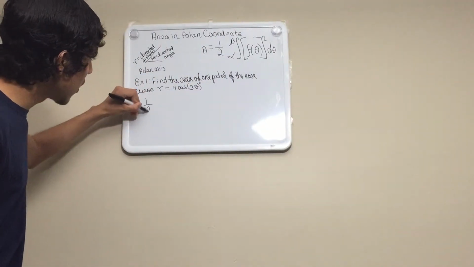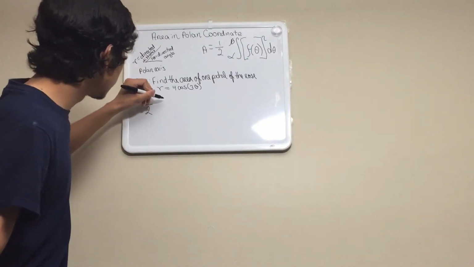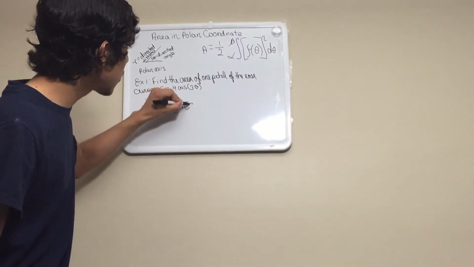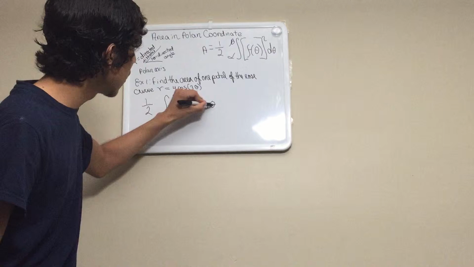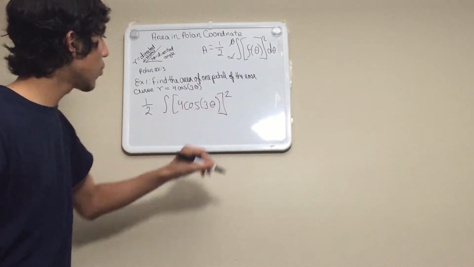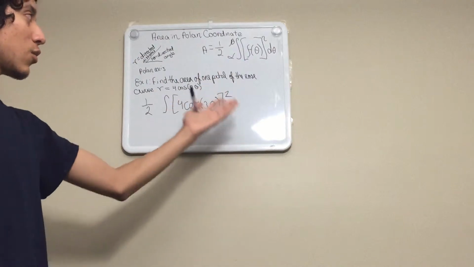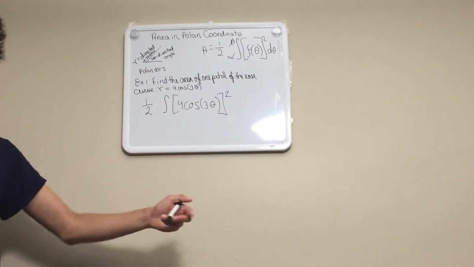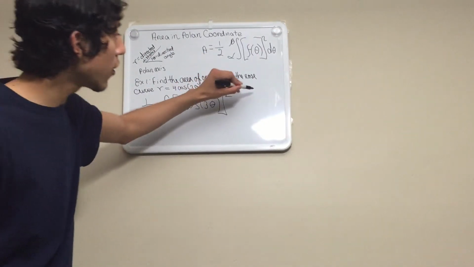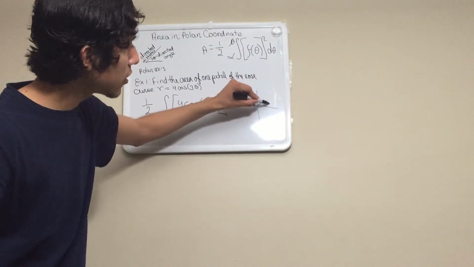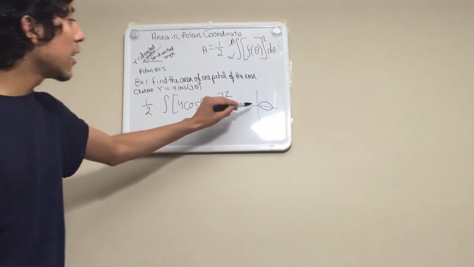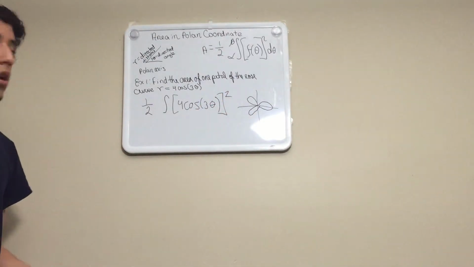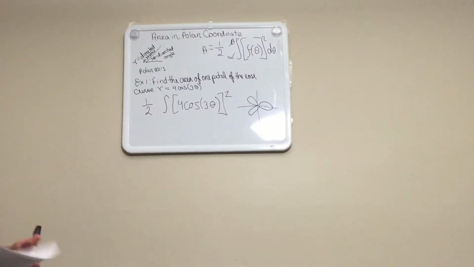So we have to use 1/2, then of the function 4 cosine 3 theta, squared, because in the formula it is squared, so we have to square that. And since we know it is a cosine of 3 theta, we know it has 3 petals. So if we want to sketch the graph, we know it has to cross the x-axis and have 3 petals. Once that is done, we can start solving the function.